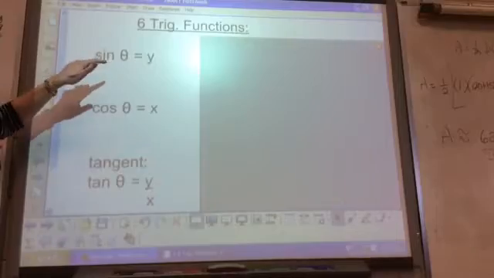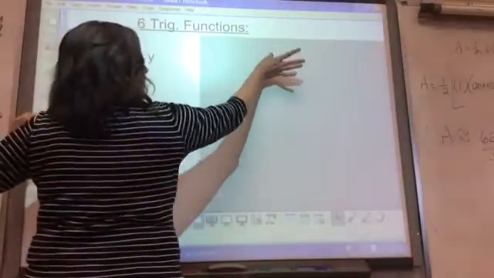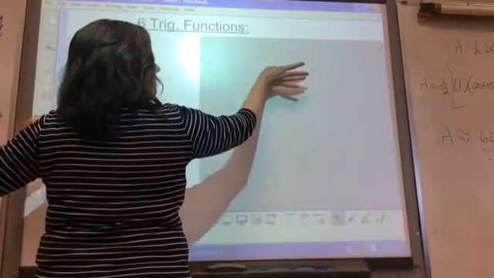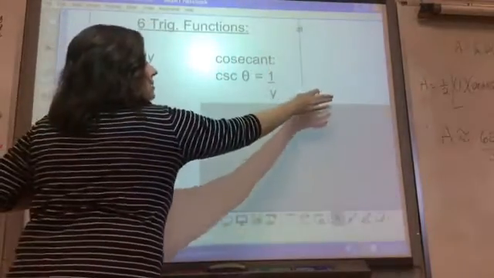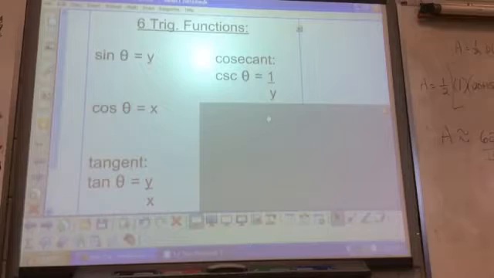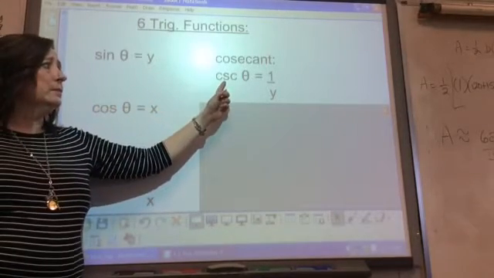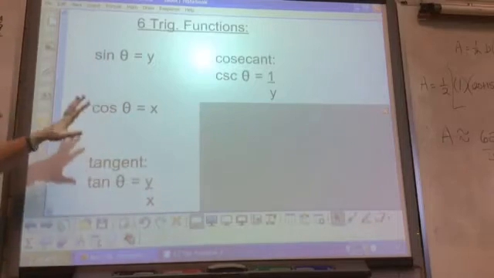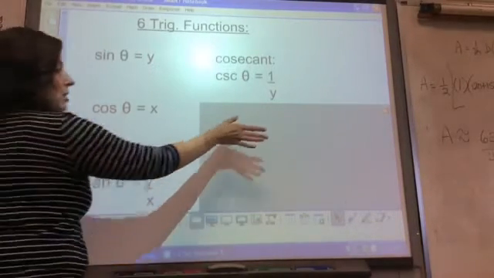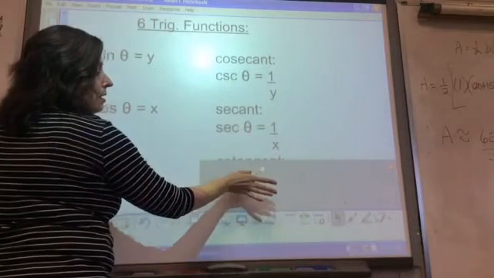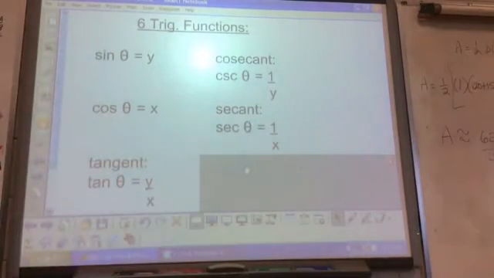The opposite of sine is called the cosecant. Opposite of sine is the cosecant. They call it CSC, and it's 1 over y. Opposite of cosine is the secant, which is 1 over x.